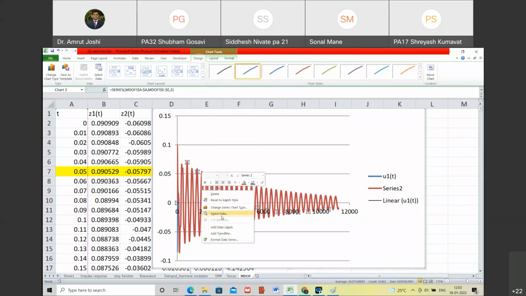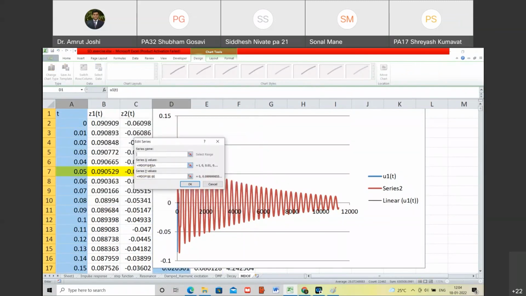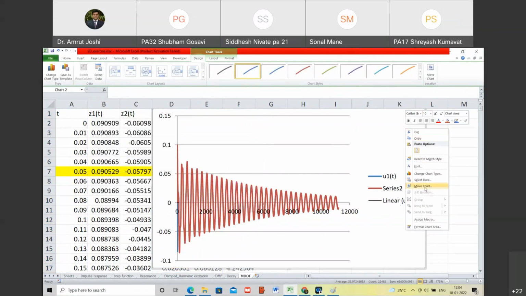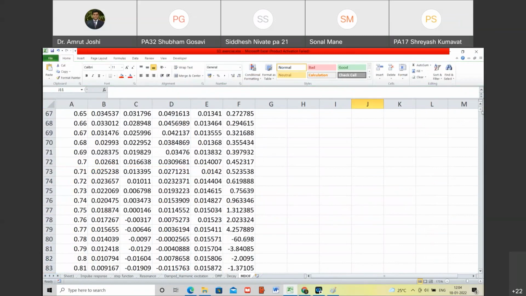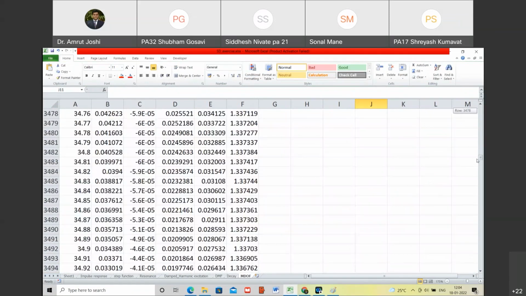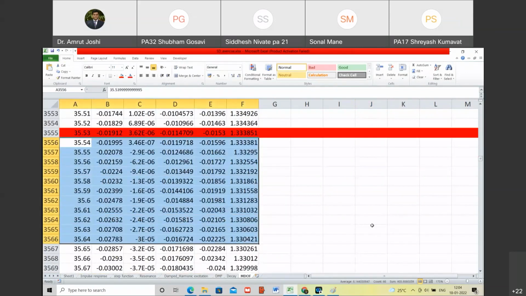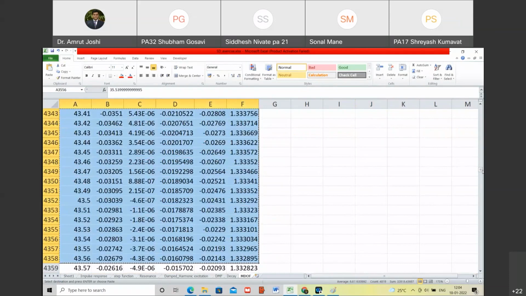What has happened? Data series 2, edit. No. Anyway, it will take some time, but we will plot it. One minute. Just go to 35. Then from here, I will take data up to 43 here.